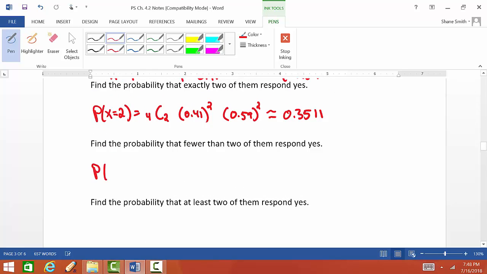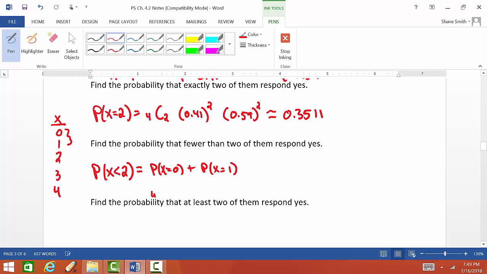The probability that fewer than 2 respond yes. Well, you're going to have to do multiple of these, because if you're asking 4 women, you can have no women respond yes, all the way up to all 4 of them respond yes. Fewer than 2 is 0 or 1 women responding yes. So what you have to do is find the probability of 0 and add the probability of 1.